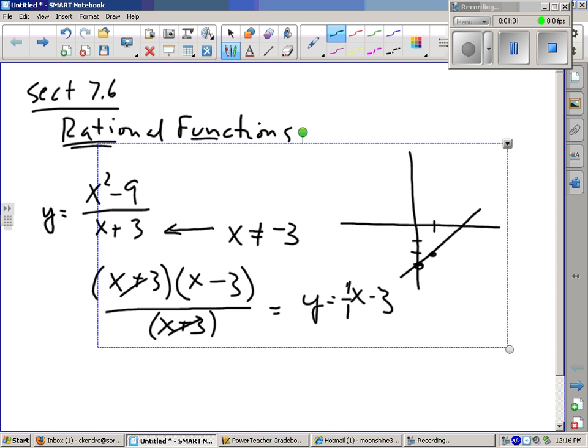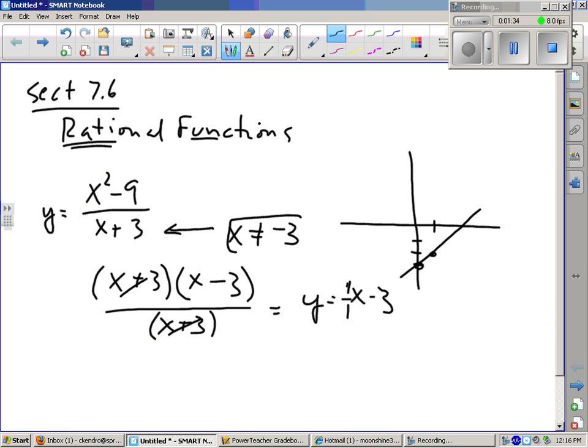Now, because I said x cannot be -3, when you draw the graph, you actually have a hole when x is -3, right below it. You can't see it when you graph it on the graphing calculator. You just have to know it's there. If you zoom in a million times, then you might be able to see it, but you just have to figure it out ahead of time and know that there's going to be a hole in the graph there.